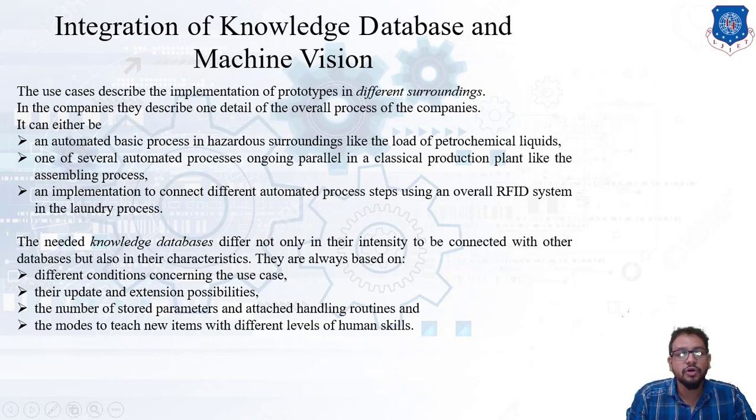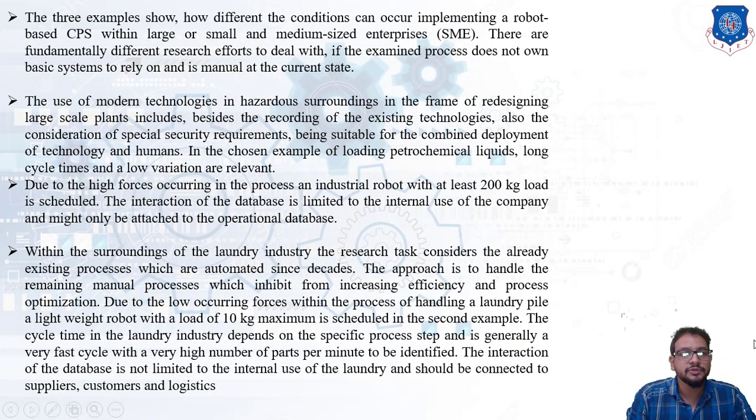Okay, now let us move on and see the examples. So now you can clearly see that we are going to consider three examples. Each of these examples is going to show how different conditions can occur while implementing a robot-based cyber-physical system within a small and medium-sized enterprise and within a large enterprise, that is, an OEM. The first case we are going to consider is of petrochemical liquids.